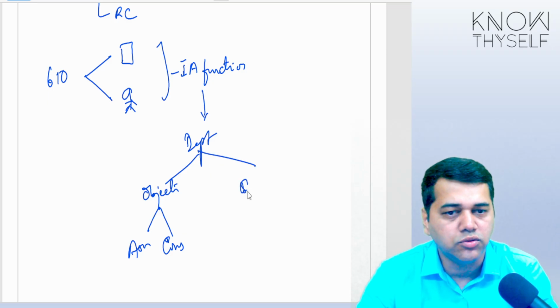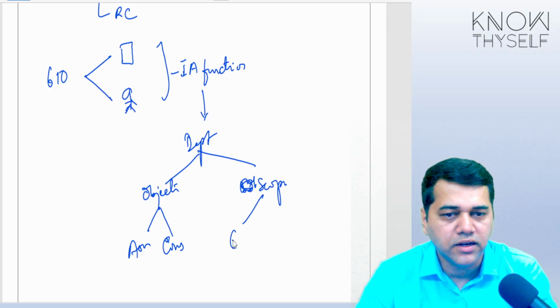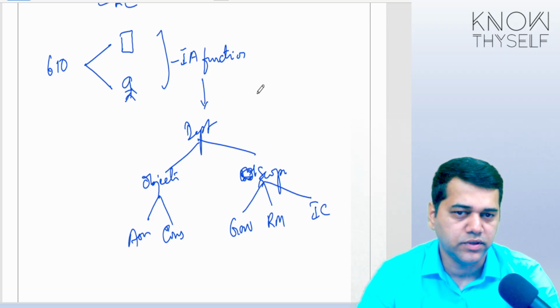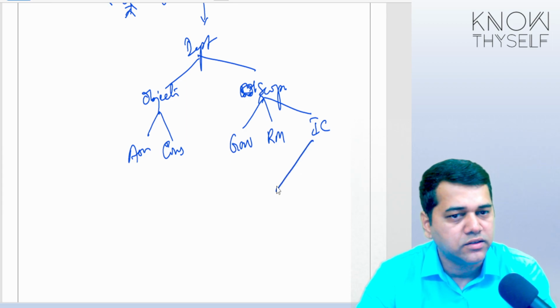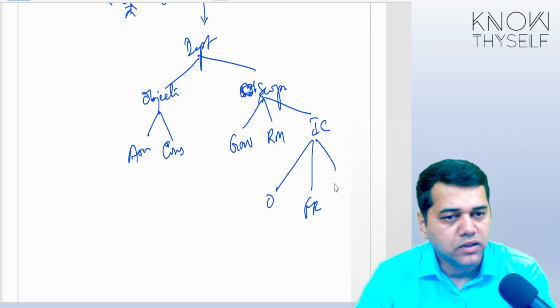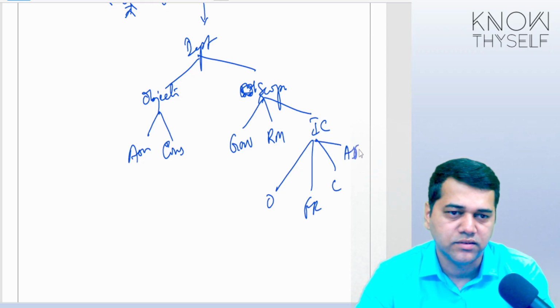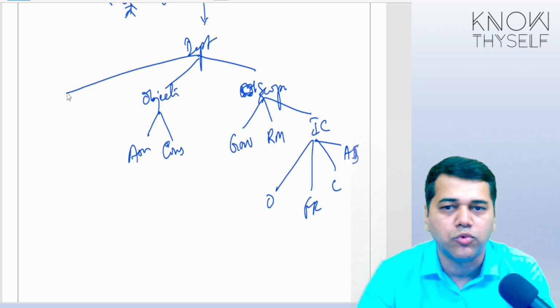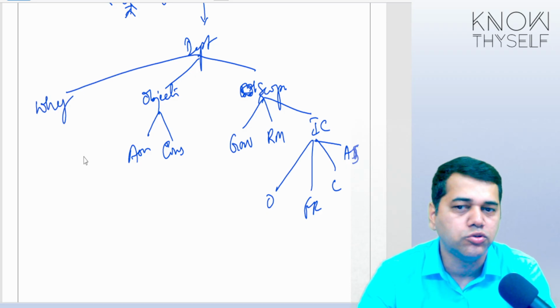And what do they do? Scope. They have governance related work, risk management related work, or internal control related work. When you talk about internal control, which areas? Operations, financial reporting, compliance, asset safeguarding. Okay, same thing there. And why is it important? We can add one more question: why should the external auditor do this evaluation?